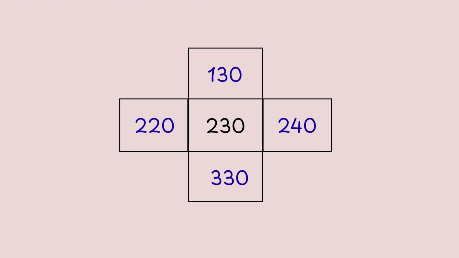Now, going up and down changes our hundreds place by 100. So, if we jump up, we subtract 100. So 230 minus 100 will give 130. And if we jump down, we add 100. So 230 plus 100 will give 330.